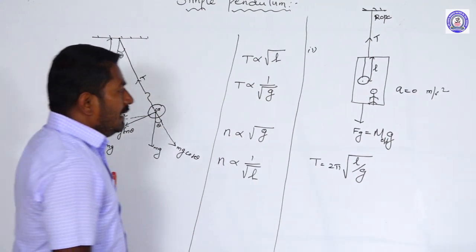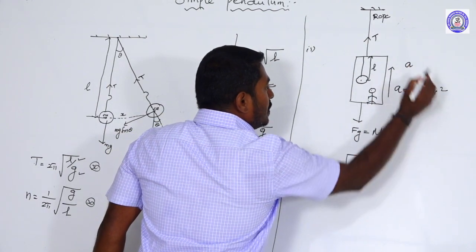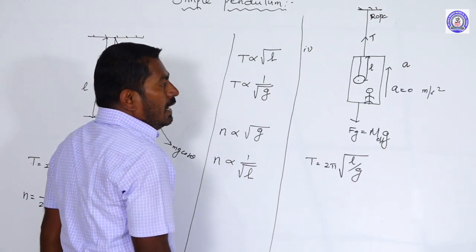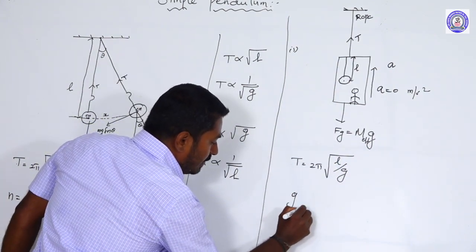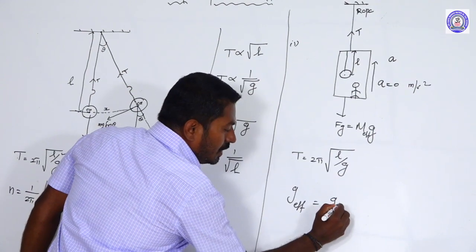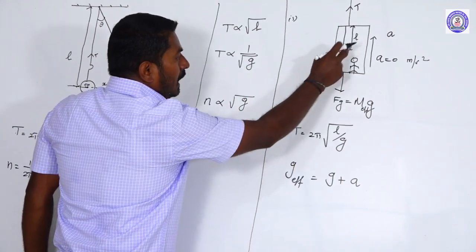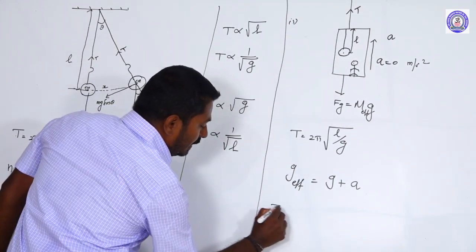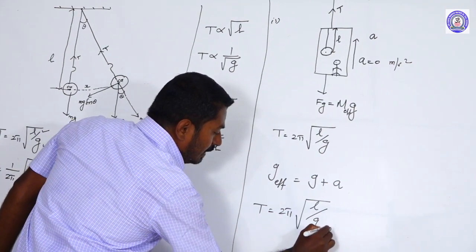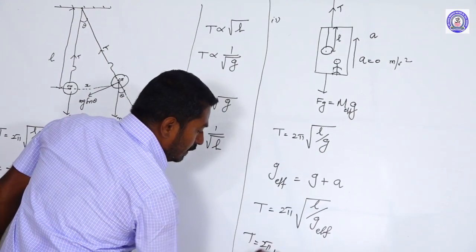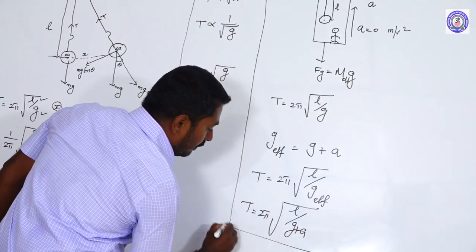Now we assume the lift is moving vertically upward with a constant acceleration a. In this case, the effective acceleration is equal to the acceleration due to gravity plus the acceleration of the lift. The time taken by the bob to complete one oscillation is T equal to 2 pi square root of L divided by effective acceleration. So T is equal to 2 pi square root of L divided by (g plus a).